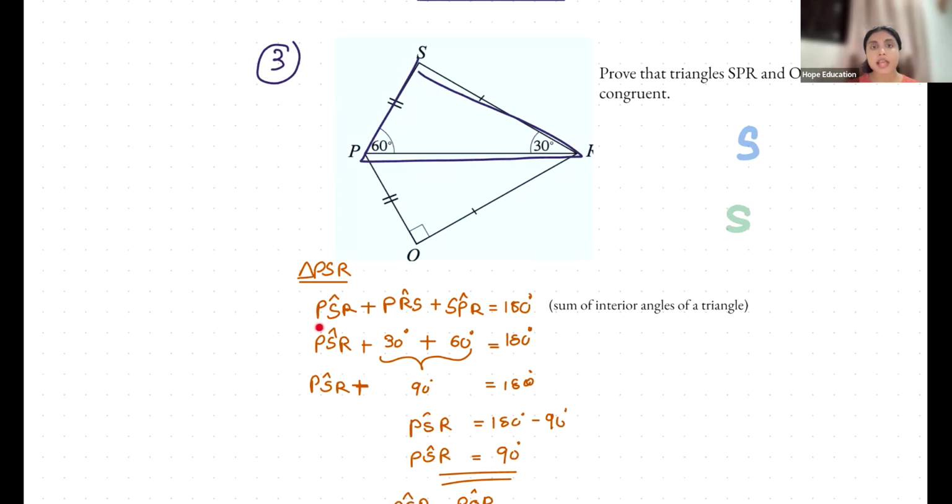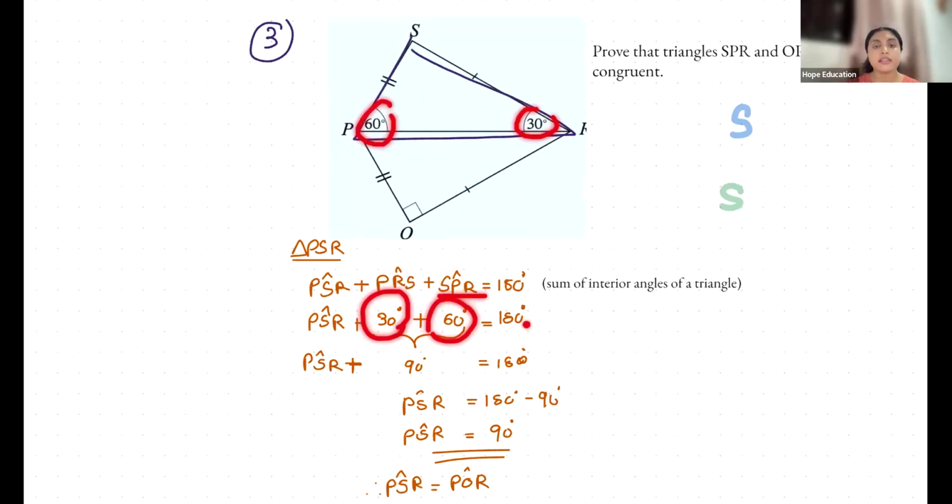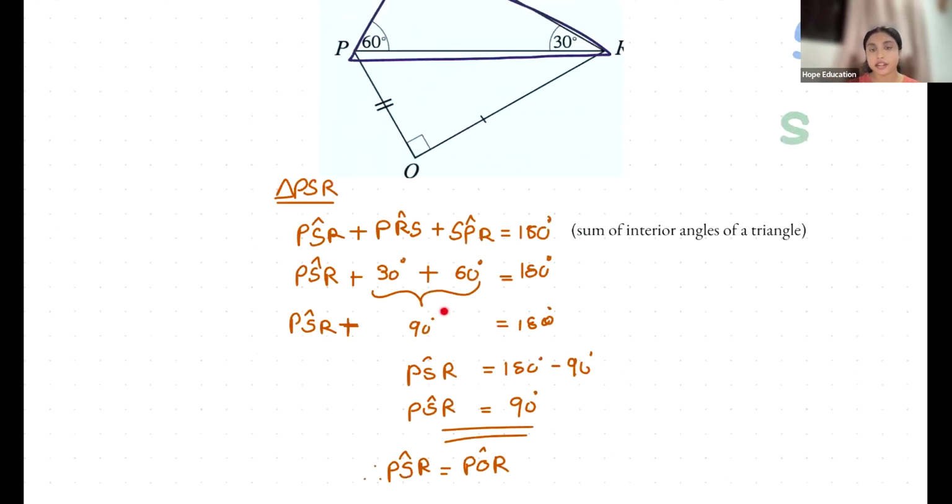Okay. So PSR, I don't know, because that is the angle that I have to find. So PSR, I will leave as it is. PRS, they have given us 30 degrees, so I will put 30. SPR, they have given us 60 degrees, so I will put 60, and it's equal to 180. Then 30 plus 60 is 90 degrees.